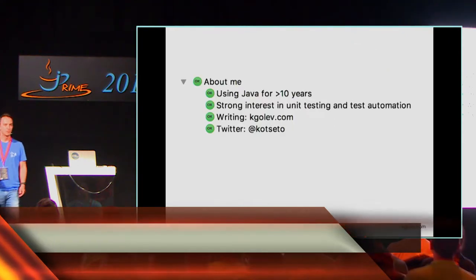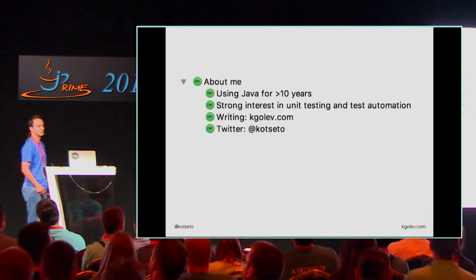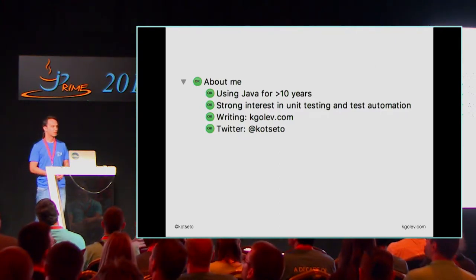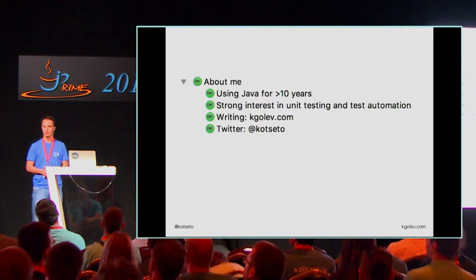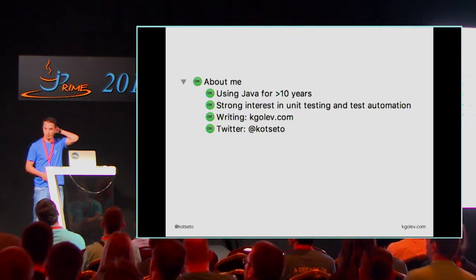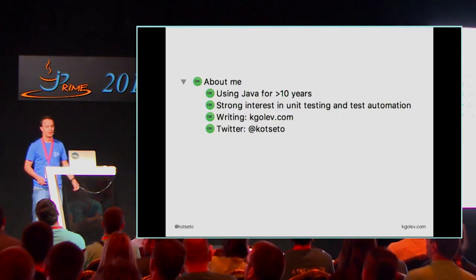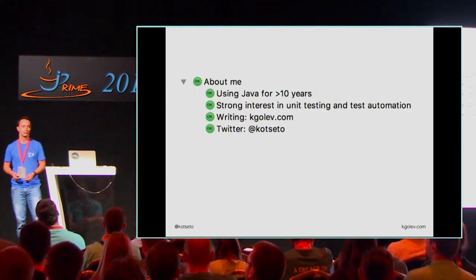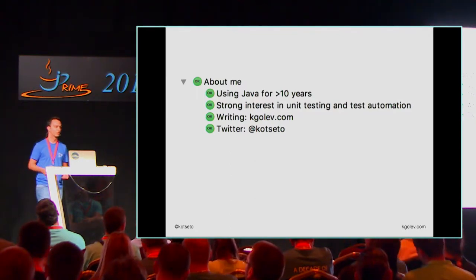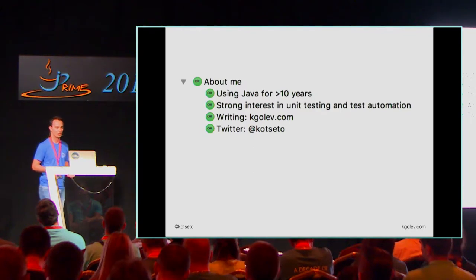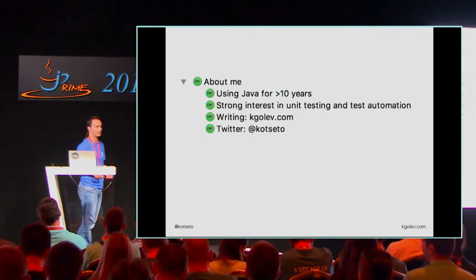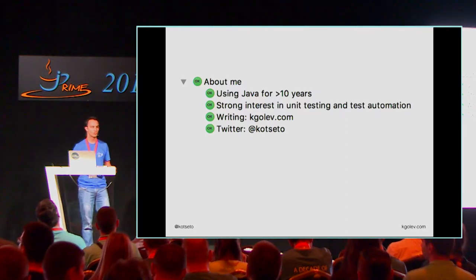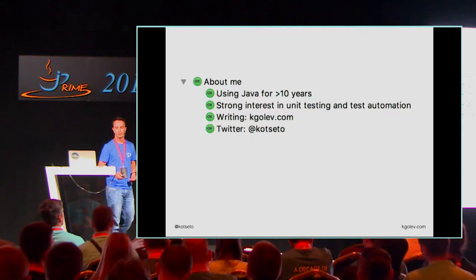Okay. So first, just a little about me and why I'm here. I'm using Java for more than 10 years. I started using it, I think, the year after Java 3 was released. I have developed over the years a very strong interest in unit testing and test automation in general. So people that know me will find no surprise that I'm here talking about JUnit 5 and that I have followed its development closely. So I'm here to share this experience with you.